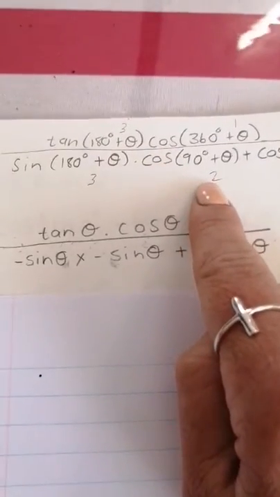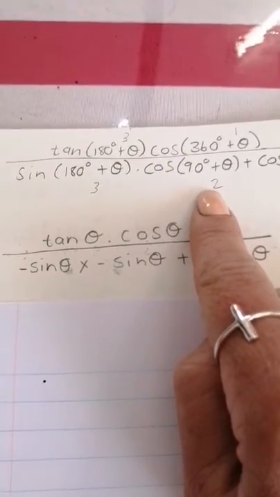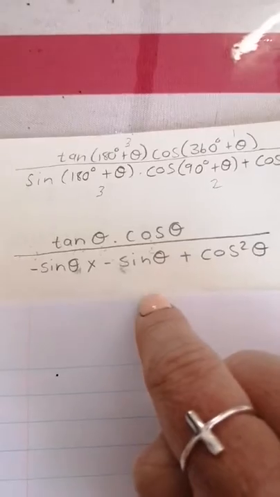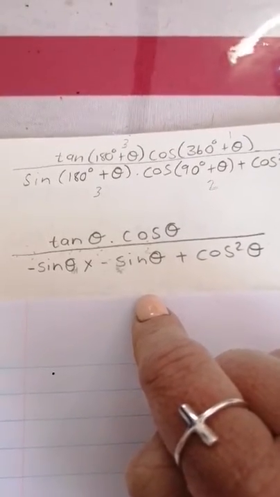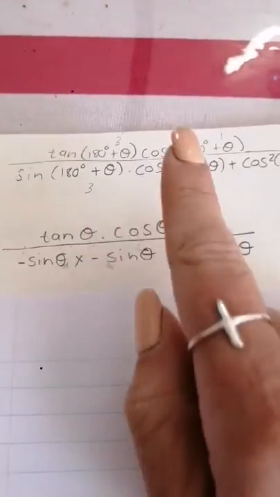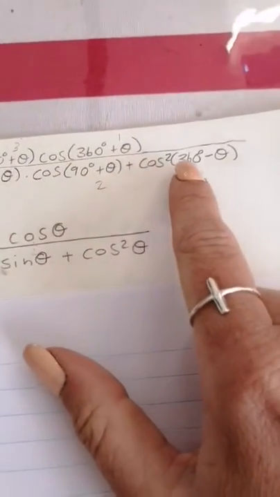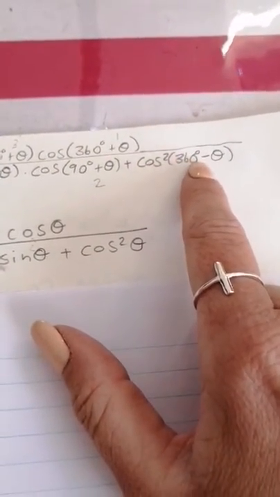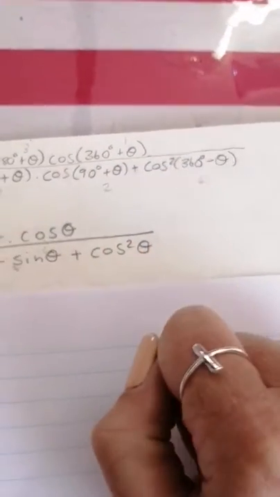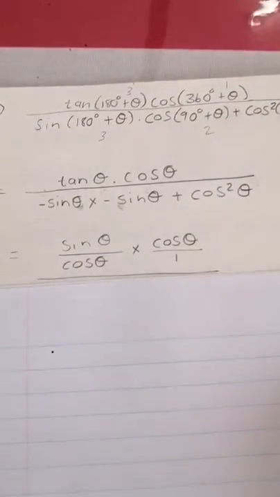Cos in the second is negative, but then it changes to sin. Okay, do you remember that part? You first do the sign, and then you change to the cofunction. And then that one, cos in the fourth quadrant is positive, so it's going to remain cos squared theta. Do you all understand? Okay, now we can just simplify and work it out.